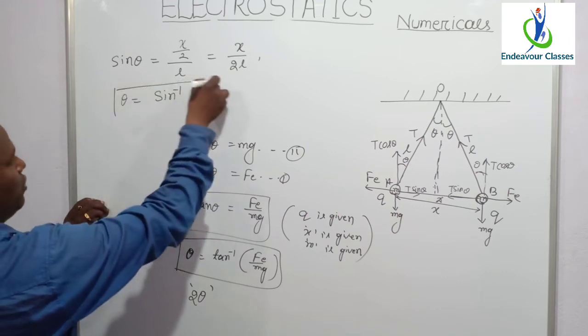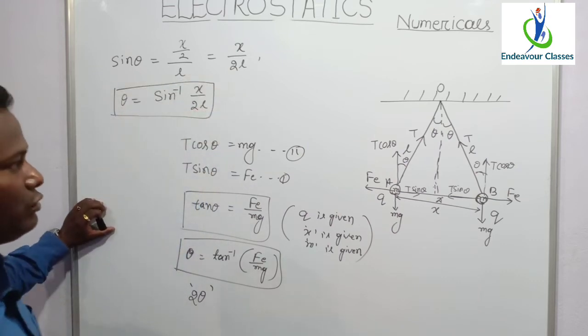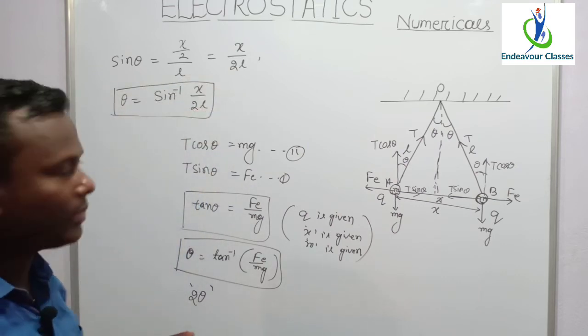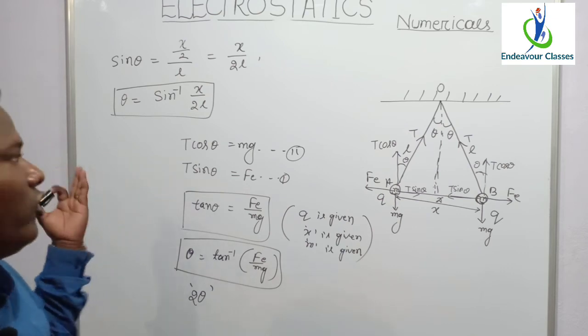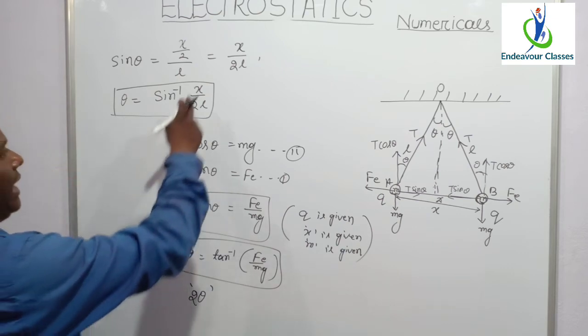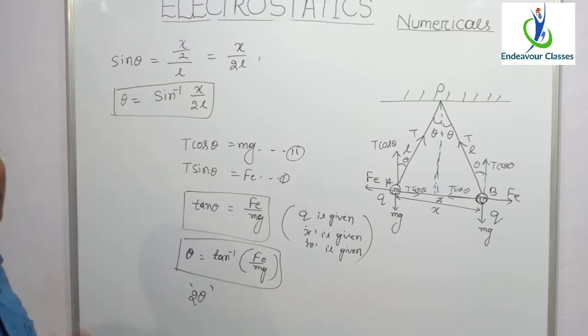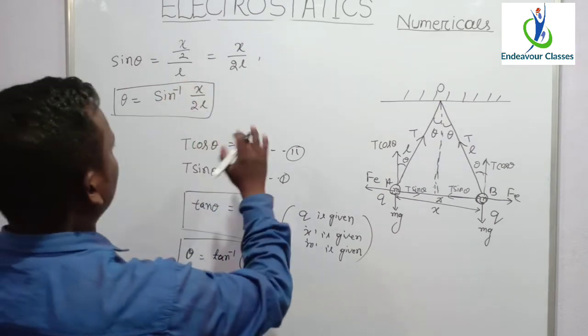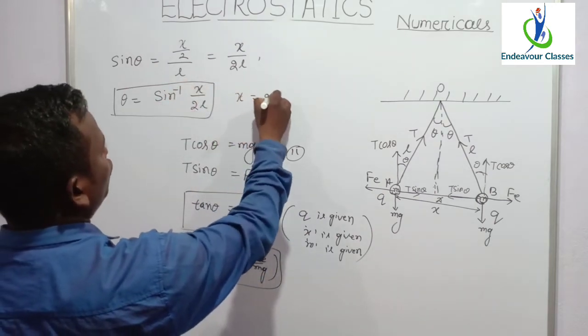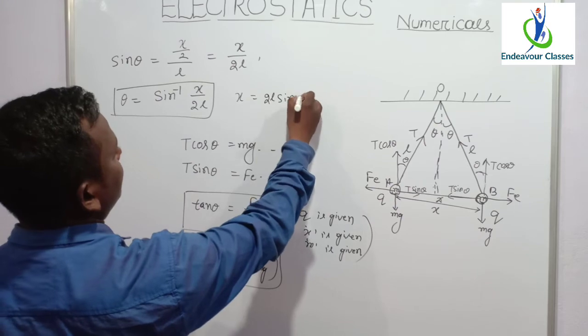So this is also another formula to find the angle made by the string with the vertical. If x is given and the length of the string is given, you can apply this formula to find the angle. From this we can also get x equal to 2L sin theta.